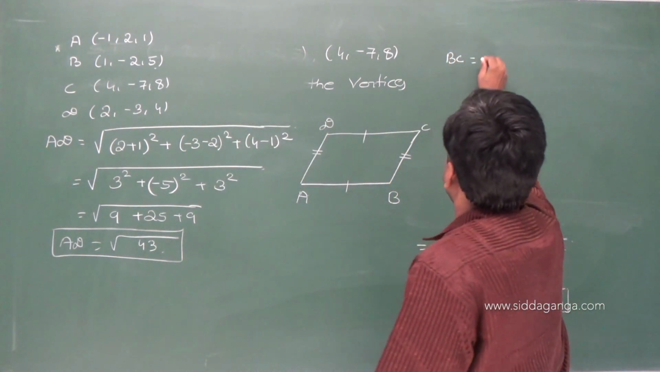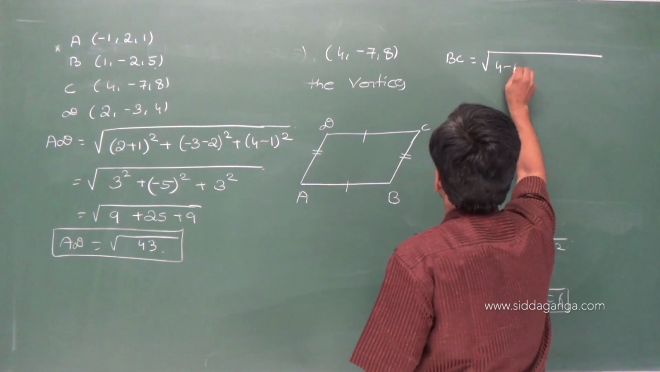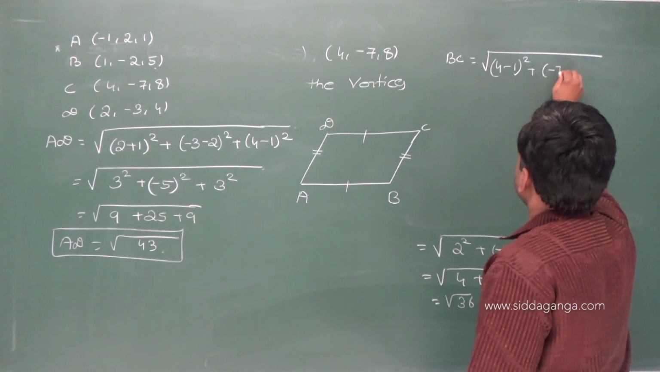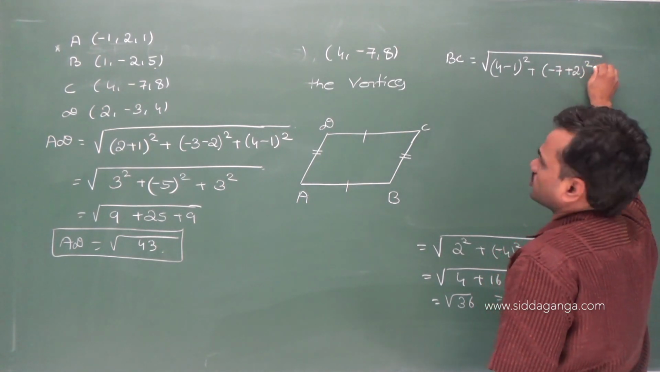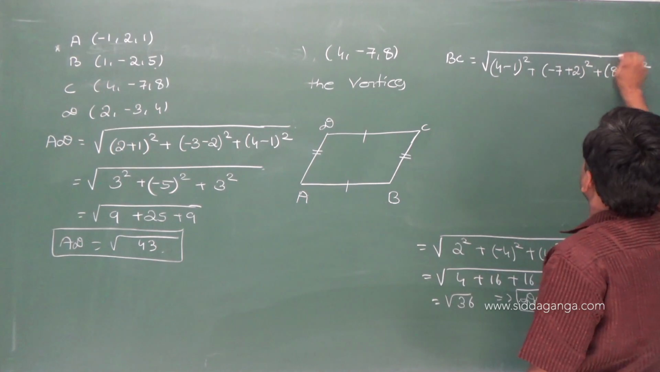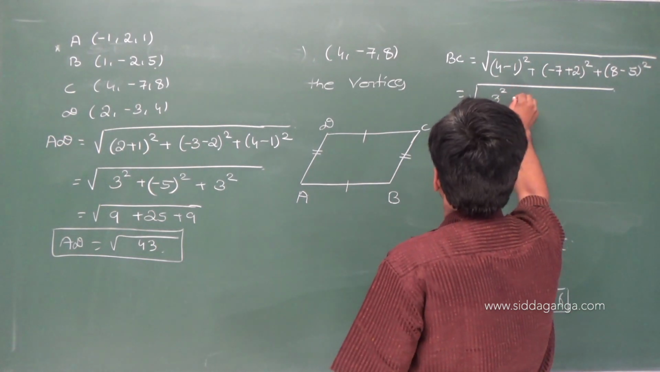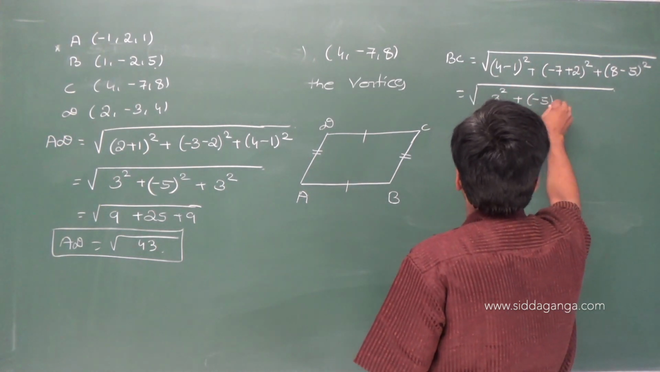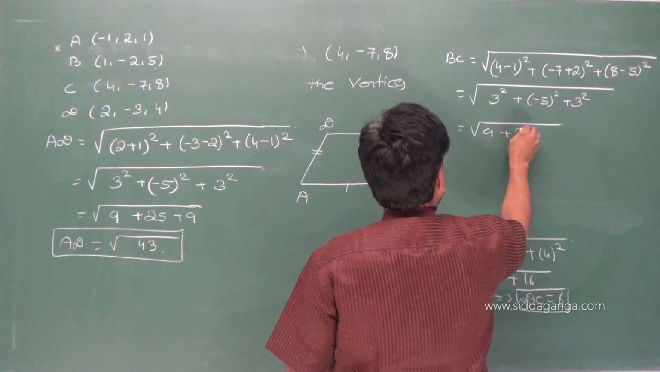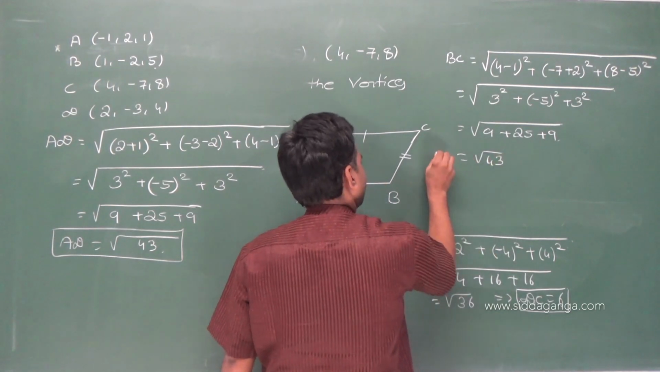BC, square root of (B to C): (4 minus 1) whole square, plus (minus 7 minus of minus plus 2) whole square, plus (8 minus 5) whole square. That is equal to square root of 4 minus 1 is how much? 3 square, plus minus 5 whole square plus 3 square. Again it is square root of 9 plus 25 plus 9. It is nothing but square root of 43.